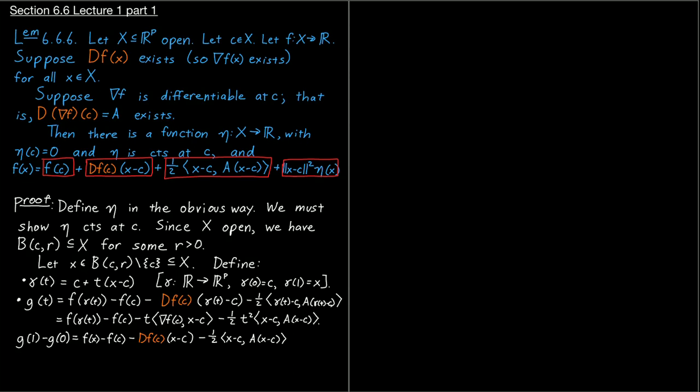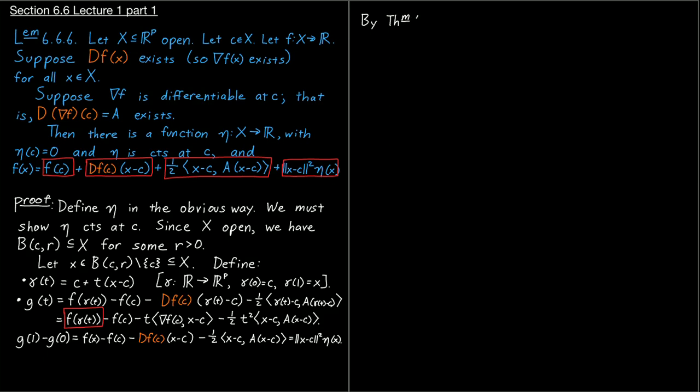So now, notice that this is precisely the thing we're calling norm of x minus c squared times eta of x. So we want to show that this thing, this g of 1 minus g of 0, is small. Now we're going to want to differentiate g, and it's really this piece that is going to be interesting. The rest of it you know how to differentiate.